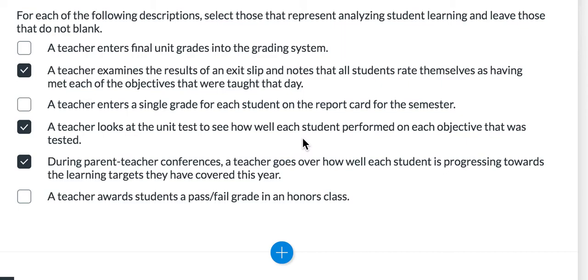For example, here: for each of the following descriptions, select those that represent analyzing student learning and leave those that do not blank. I don't think anybody really picked this one. Don't think anyone really picked this one either, or this one. The key idea here is that just entering grades or putting marks into a book doesn't really cut it. You have to make sure that you're actually looking at the different patterns along the different objectives to make some decisions and actually use the data.